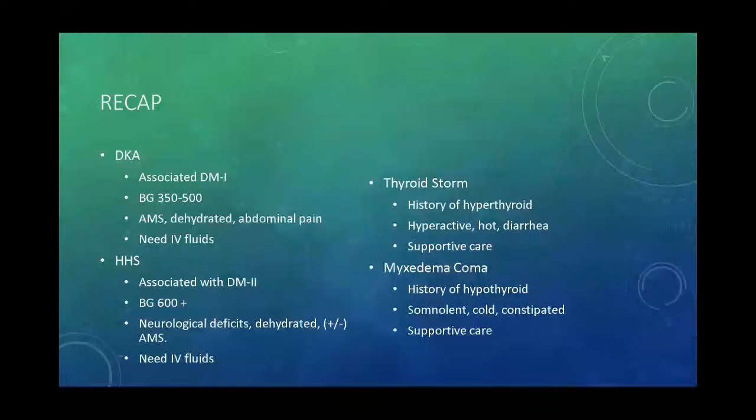HHS is typically associated with diabetes type 2. Blood glucose levels are typically going to be 600 or higher. It seems that their largest complaints are going to be dehydration, along with some form of neurological complaints or paresthesias. And then sometimes they can have some altered mental status depending on the severity. Initially start them with IV fluids as well.